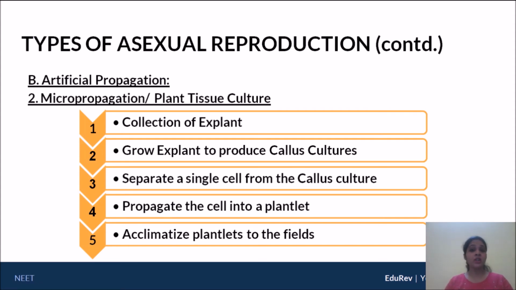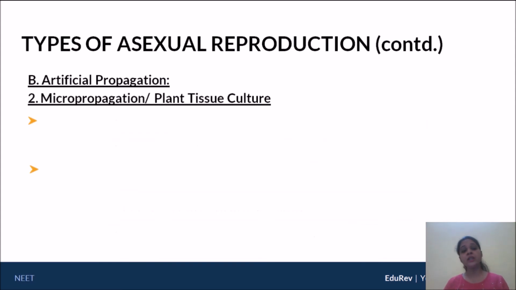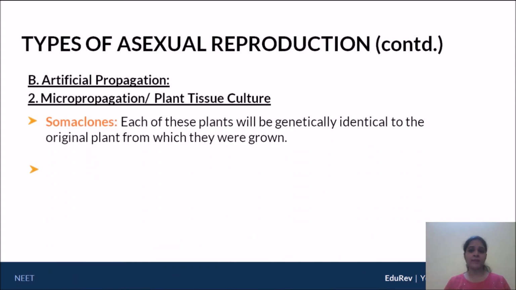Now in micropropagation, the new plantlets that are formed are going to be termed soma clones. Now why do we call them soma clones? You are already aware that when we speak about asexual reproduction, the young ones are called clones. Now, when we pay attention to micropropagation, you have realized that we have taken the somatic cells of the plant, and not the gametic cells, and therefore the new individuals that arise from micropropagation specifically come from the somatic cells, therefore called soma clones. Here each of these plants is genetically identical to the original plant from which they were grown. That is the whole idea behind the formation of clones in asexual reproduction.